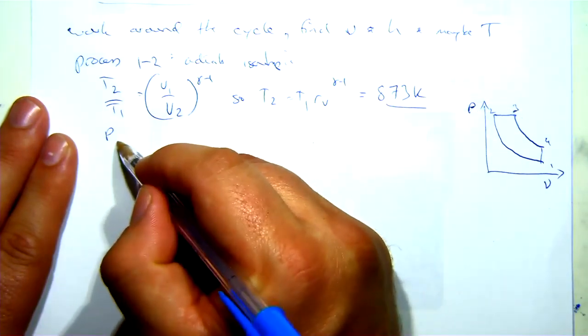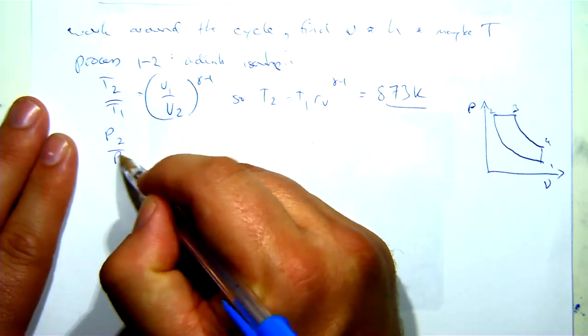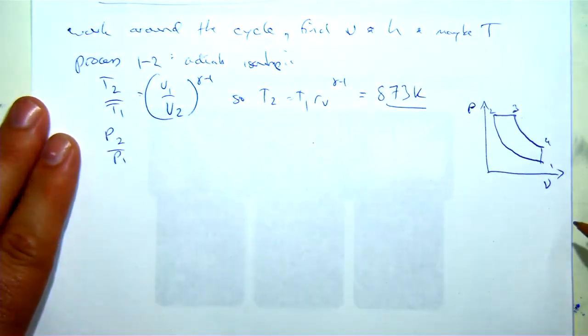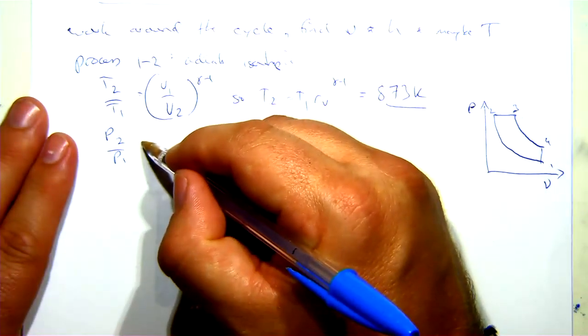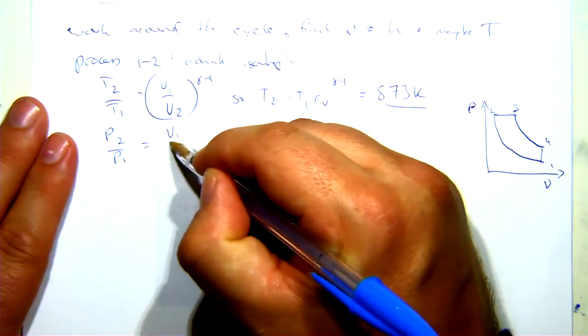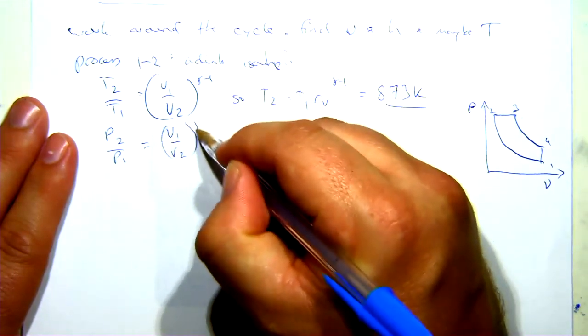And I'd like to have pressure here, because it's a constant pressure process from 2 to 3, and so it may help me a lot to be able to get from 2 to 3 in terms of pressure. So P2 on P1 is equal to V1 on V2 to the gamma.